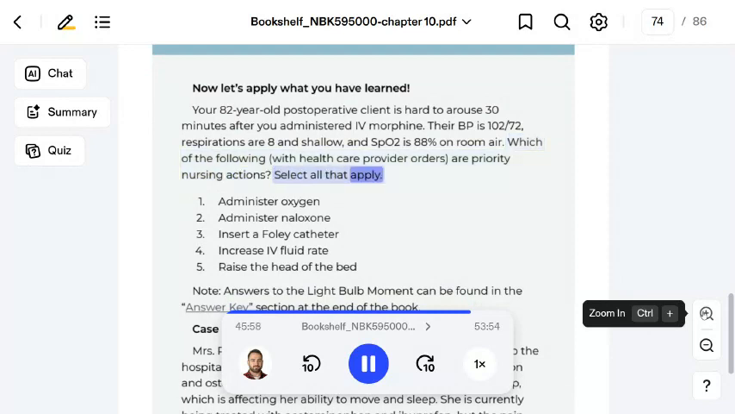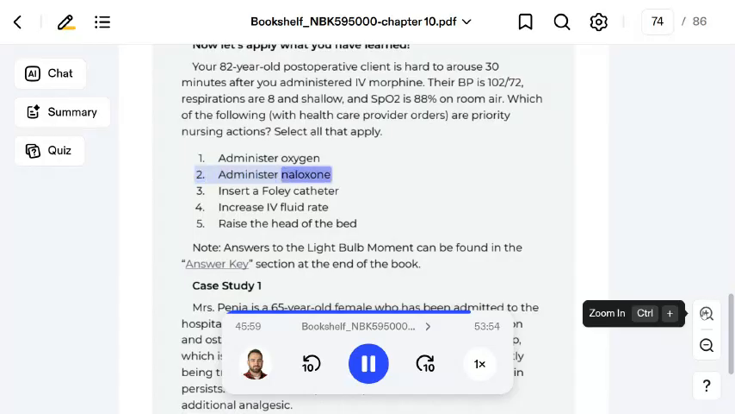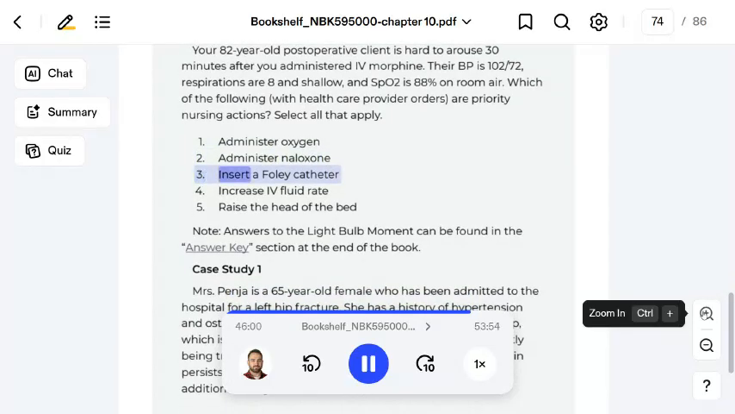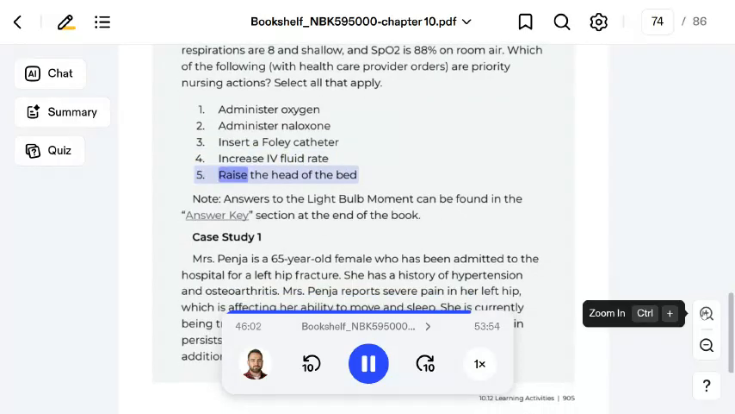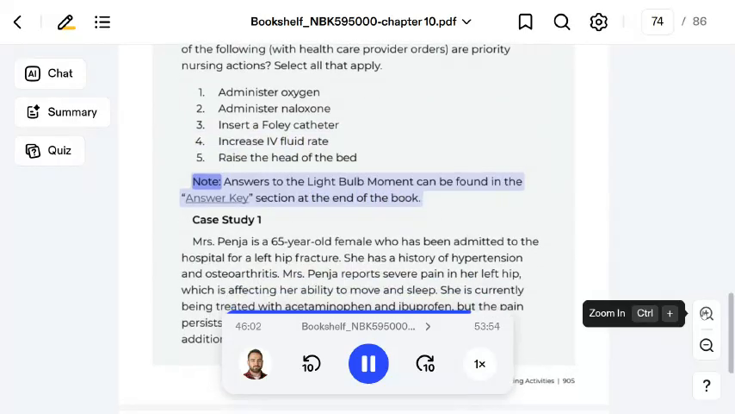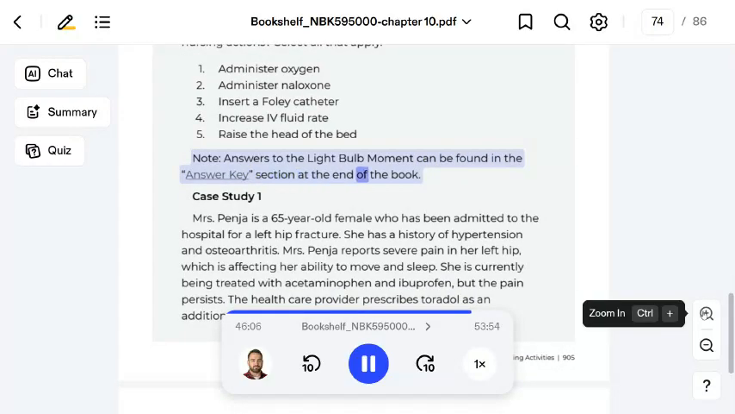Select all that apply. 1. Administer oxygen. 2. Administer naloxone. 3. Insert a Foley catheter. 4. Increase IV fluid rate. 5. Raise the head of the bed. Note: answers to the lightbulb moment can be found in the answer key section at the end of the book.